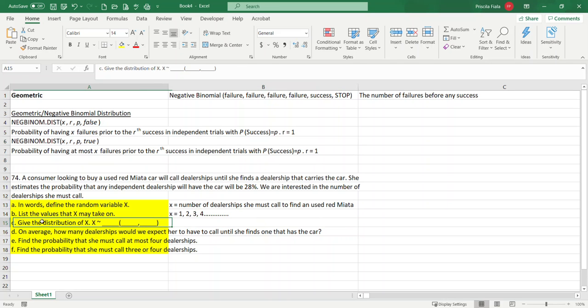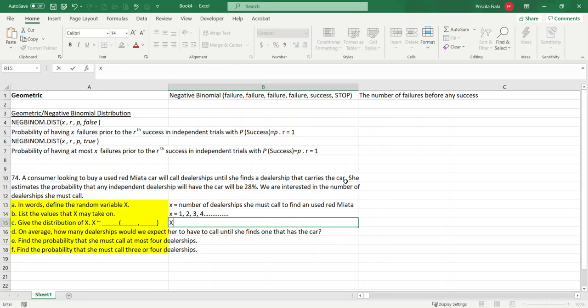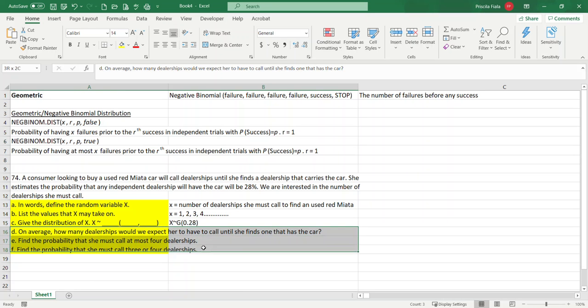Now let's state the distribution. So we're talking about geometric. So we're going to do X, this denotes a geometric distribution, and really all you need is the probability that is given to you on the problem, 28%. Okay, now on average, how many dealerships would we expect her to call until she finds one?